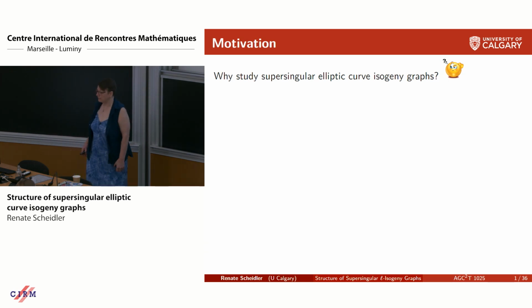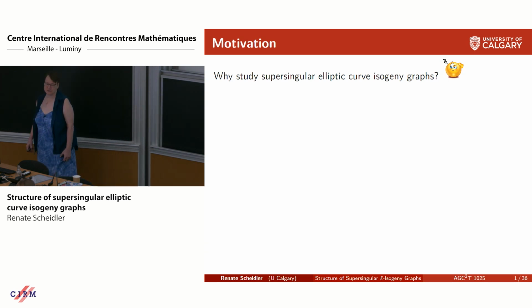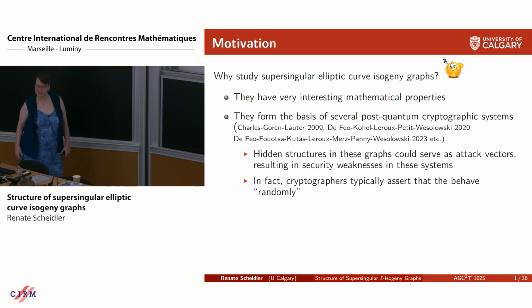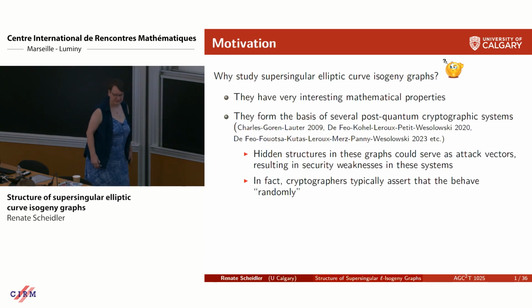Why should we care about supersingular elliptic curve isogeny graphs? Well, I can tell you why I care. I care because they have really interesting mathematical properties. They're an object that sits at the interface of graph theory and number theory. To me, this is very, very appealing.